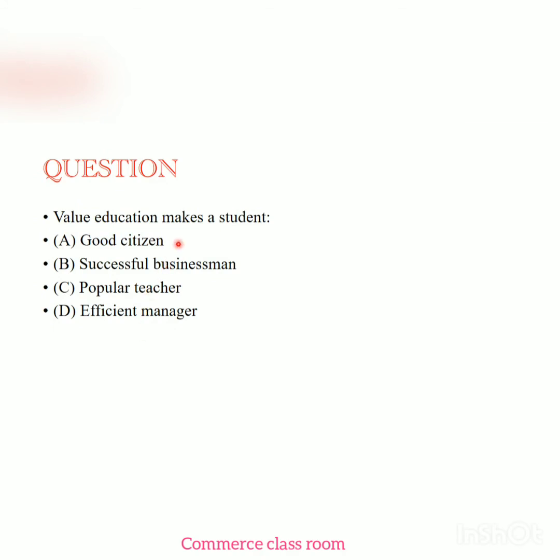Next question. Value education makes a student option A, good citizen, option B, successful businessman, option C, popular teacher, and option D, efficient manager. The answer is option A, good citizen. Value education makes a student a good citizen.